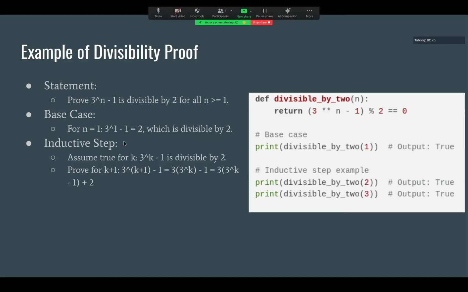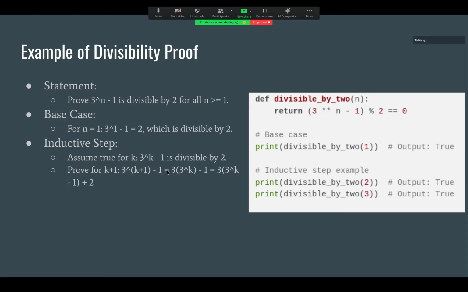Then we will replace n with k. So we first have 3 to the kth power minus 1, and we are going to assume this to be true. Then we're going to prove it for n equals k plus 1. So we will replace n with k plus 1. So we have 3 to the k plus 1th power minus 1.